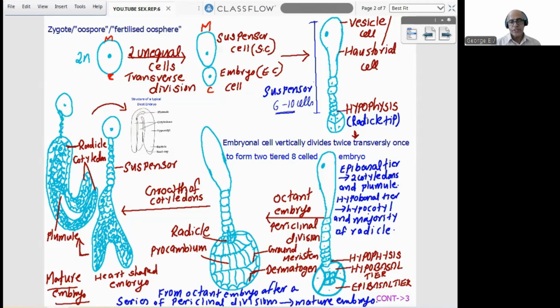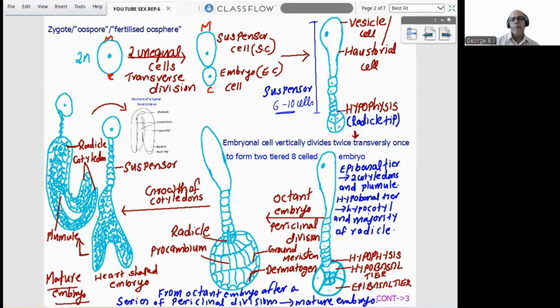And the tip cell of the suspensor swells, and that cell is called the vesicle cell or haustorial cell. And the bottom cell of the suspensor is called hypophysis, which develops into radicle tip. That is regarding suspensor cell fate. Now coming to the embryonal cell, which divides vertically twice and transversely once to form a 2-tiered 8-celled embryo.